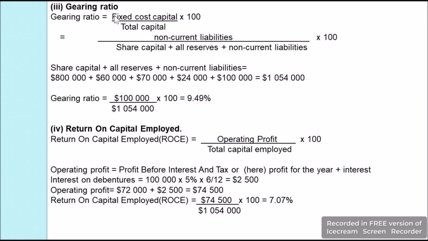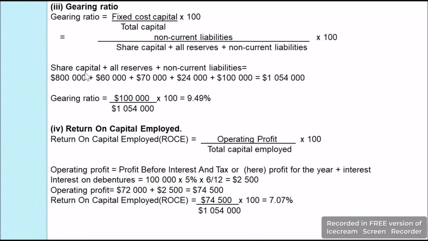Next we have gearing ratio. How do we get the gearing ratio? Gearing ratio is equal to fixed cost capital times 100 divided by total capital. Fixed cost capital is the non-current liabilities, and the total capital consists of share capital plus all the reserves plus the non-current liabilities, times 100.